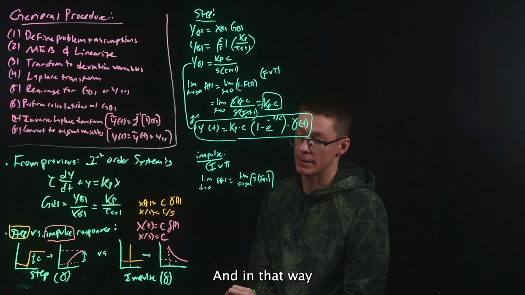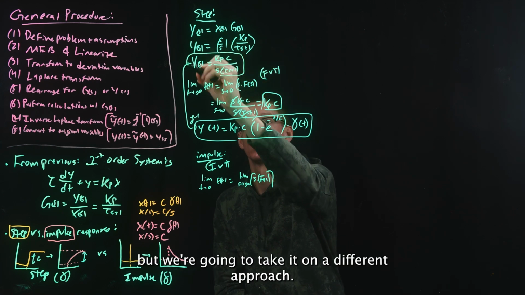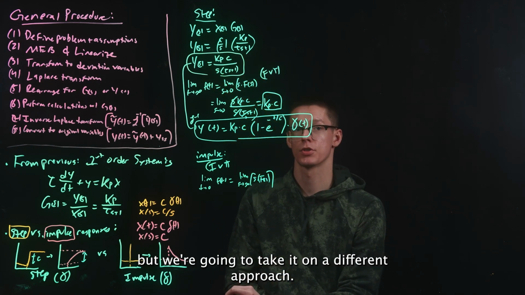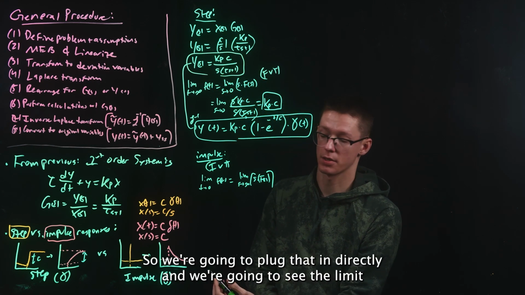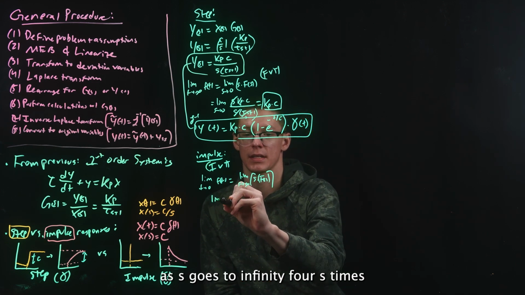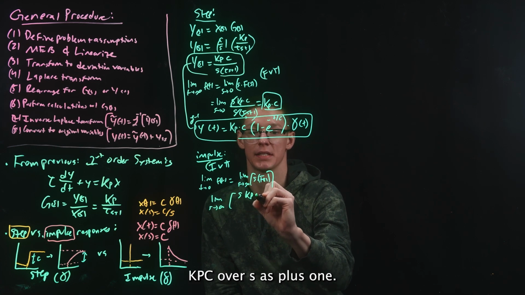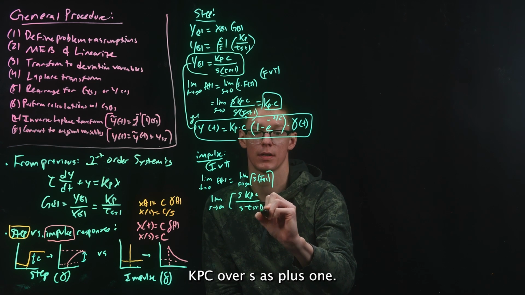And in that way, what we're really looking at and evaluating here is the same function, but we're going to take it on a different approach. Our f and y are synonymous here, so we're going to just plug that in directly, and we're going to see the limit as s goes to infinity for s times Kpc over s tau s plus 1.